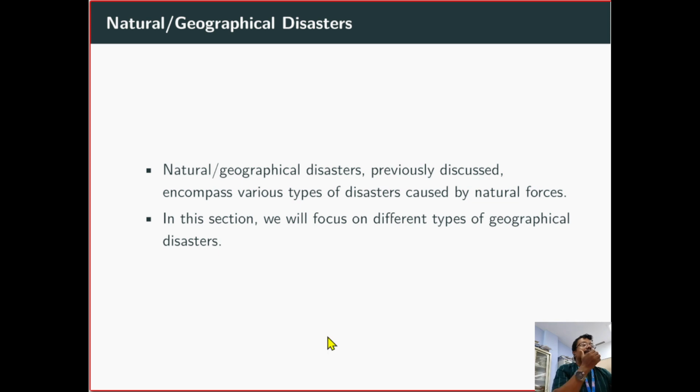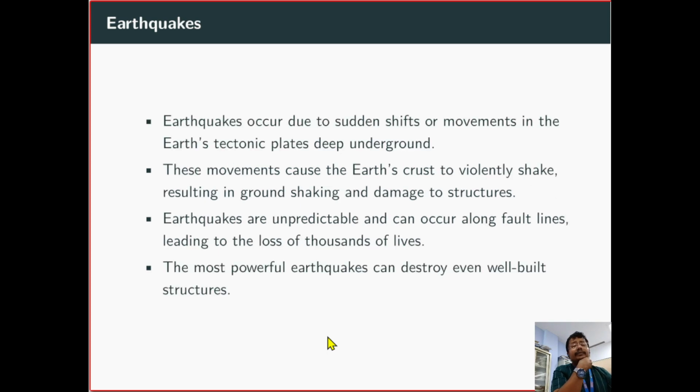So in this section, we'll be focusing on the different types of geographical disasters. The first one is the earthquake, right? Now, what is an earthquake?